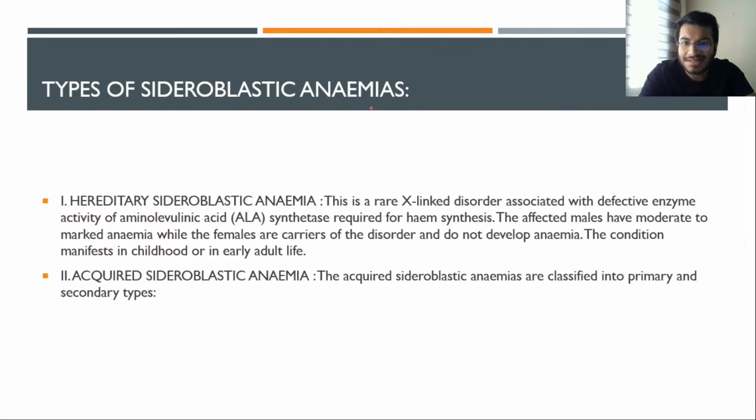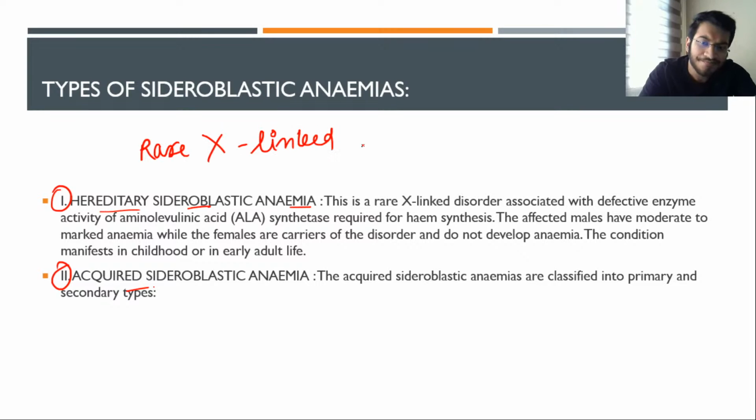Types of the sideroblastic anemia. First is hereditary type and second one is acquired. So hereditary sideroblastic anemia. This is a rare X-linked disorder.